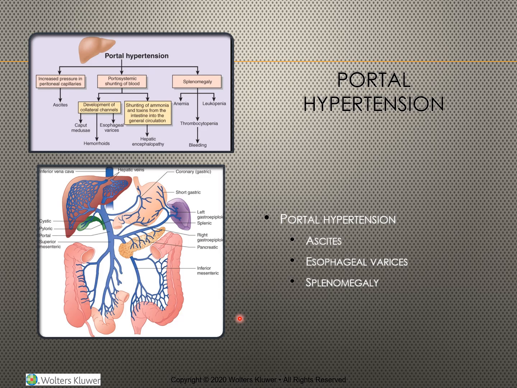And then splenomegaly occurs when blood backs up into the spleen. The spleen stores a lot of blood products like red blood cells, white blood cells, platelets. And if the blood is backing up, those components of blood get trapped in there. And so that leads to things like anemia, leukopenia, thrombocytopenia, and bleeding.